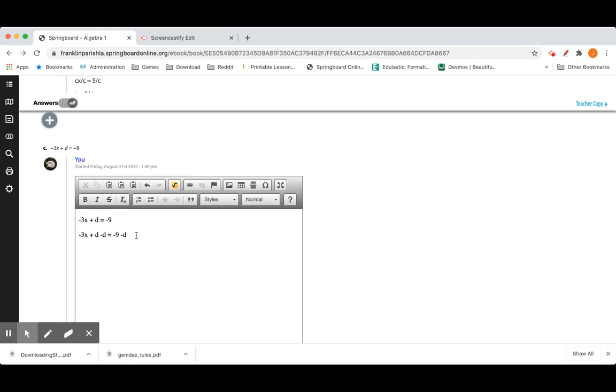Like that. That'll leave us negative 3x equals negative 9 minus d. Now we can divide both sides by negative 3 to get the x by itself.